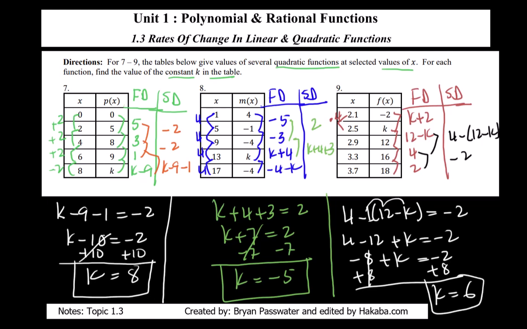So the first k is 8, the second k is negative 5, and the last one is 6.